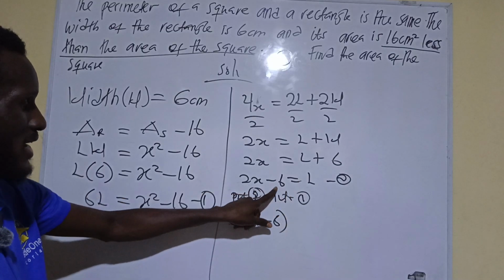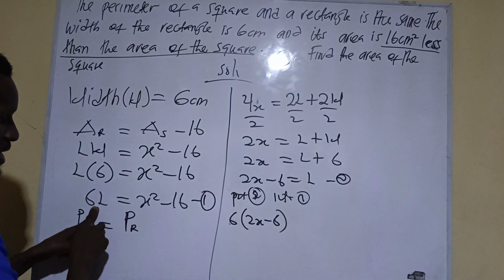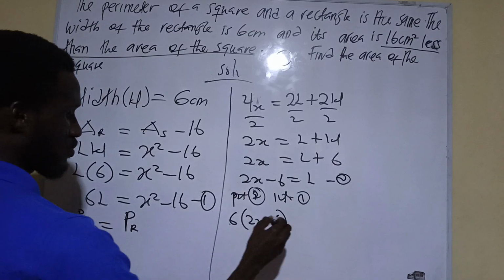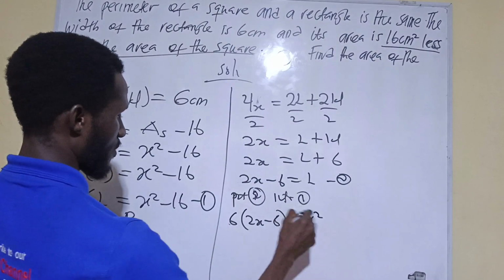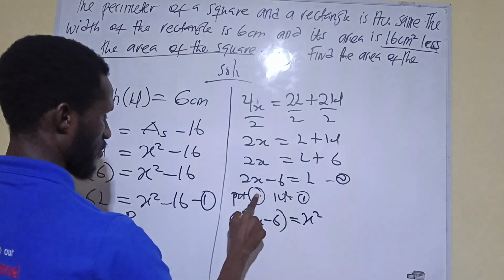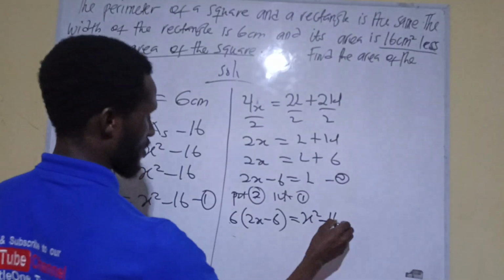The L is 2x minus 6. So we have 6 times L. The L is 2x minus 6. Now equal to what? S squared equal to S squared minus 16.